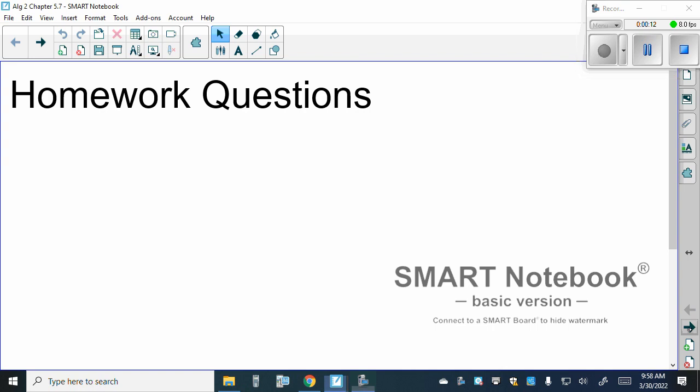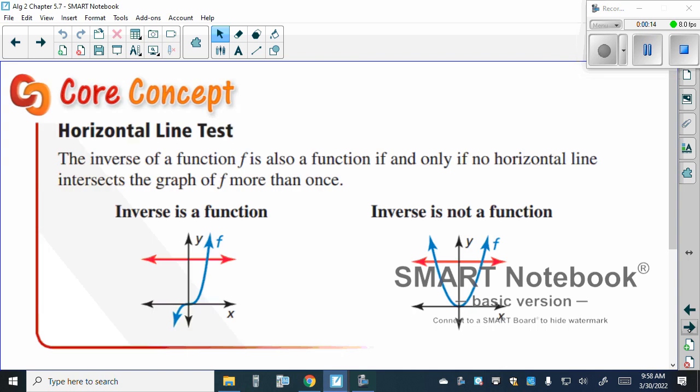So what we're looking at lastly is inverse functions. Now, the inverse of a function is also a function if and only if no horizontal line intersects the graph of f more than once. We are used to the vertical line test, because if you can draw a vertical line on the graph and it only crosses the function at one point at all spots, then it is a function.